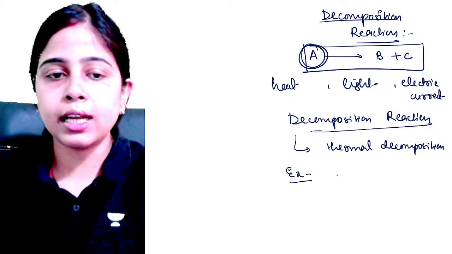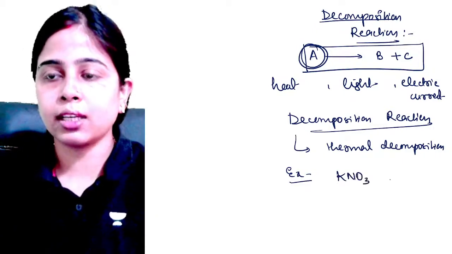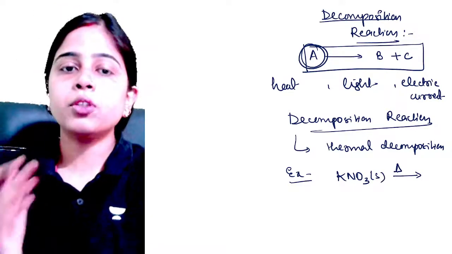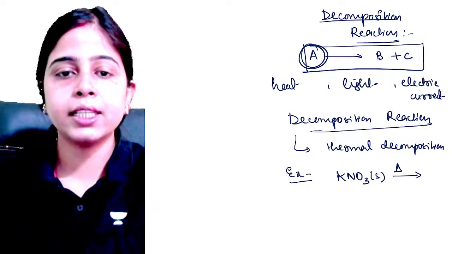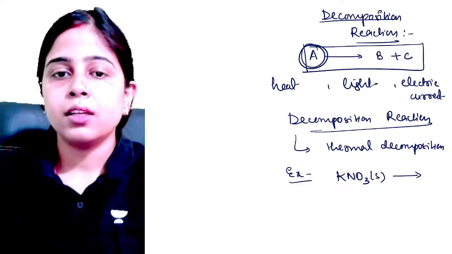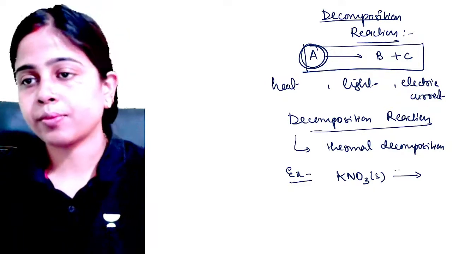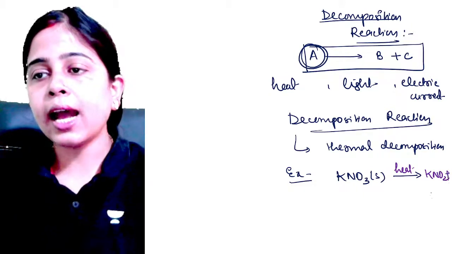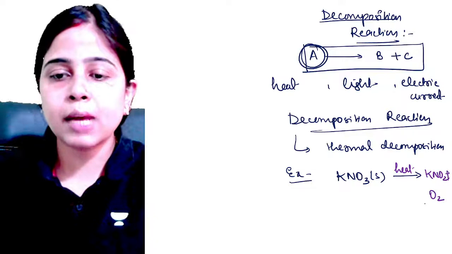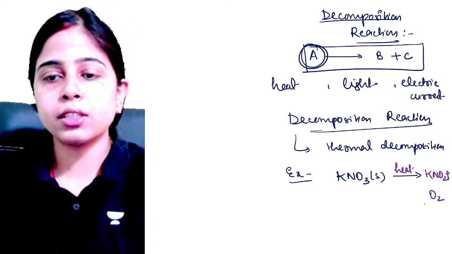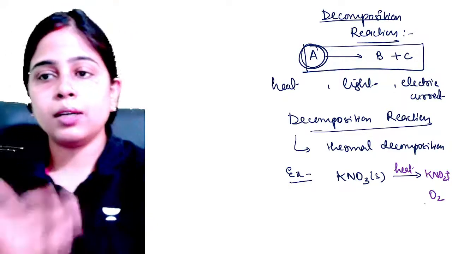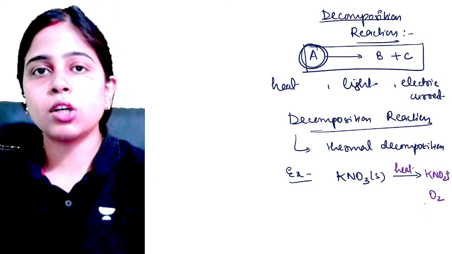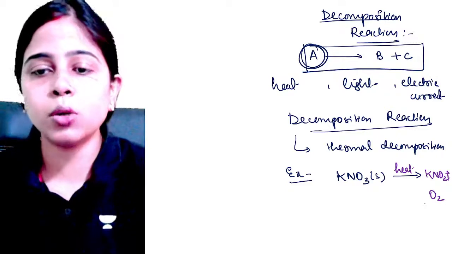Examples are like potassium nitrate, if you take it. That is a solid. If you give it heat energy, what will happen? It will break down to produce potassium nitrite and oxygen gas. So this is an example of thermal decomposition reaction where the reactant is absorbing the heat energy to get decomposed or broken down to form two or more products.